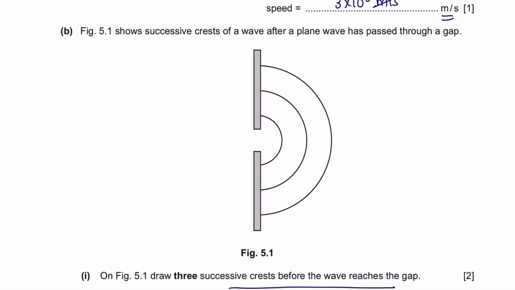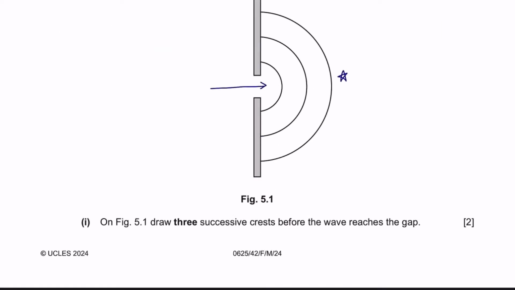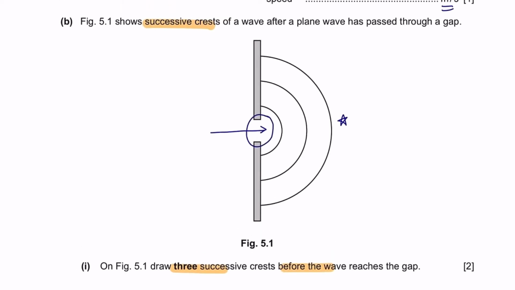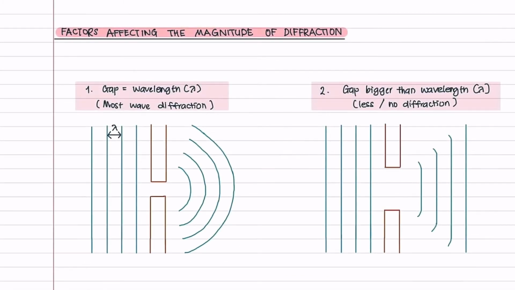Next, question B. Figure 5.1 shows successive crests of a wave after a plane wave has passed through a gap. So the wave has passed through the gap, and this is what we observe. On Figure 5.1, draw 3 successive crests before the wave reaches the gap. When waves go through a gap, they will be diffracted. You must know the factors that affect the magnitude of diffraction.